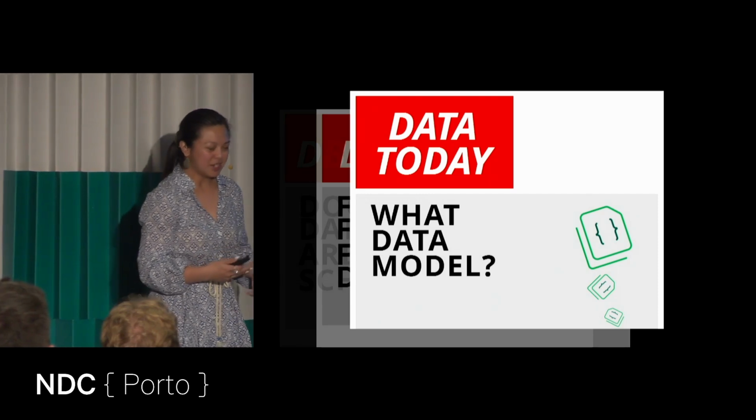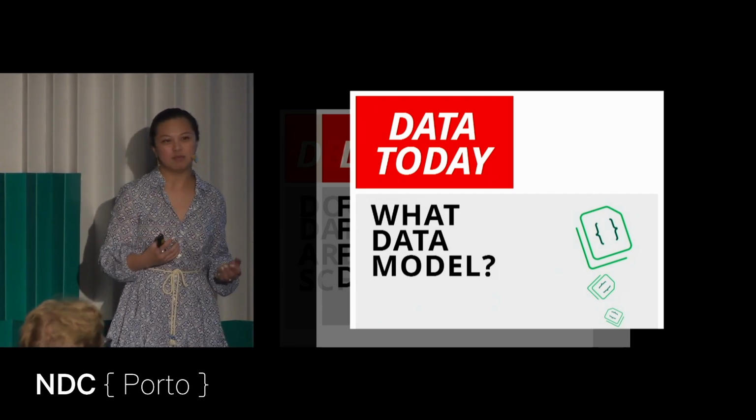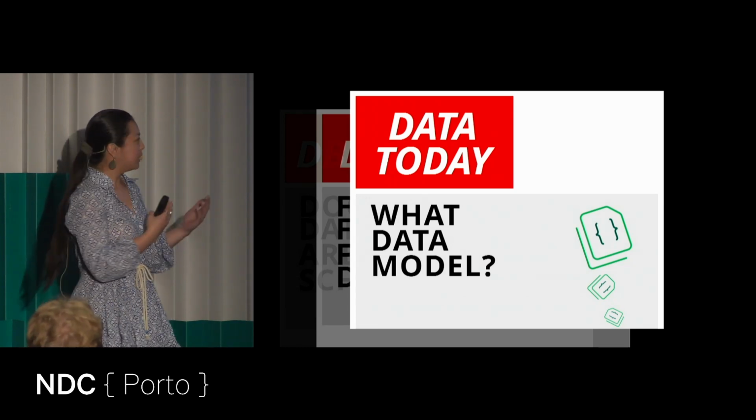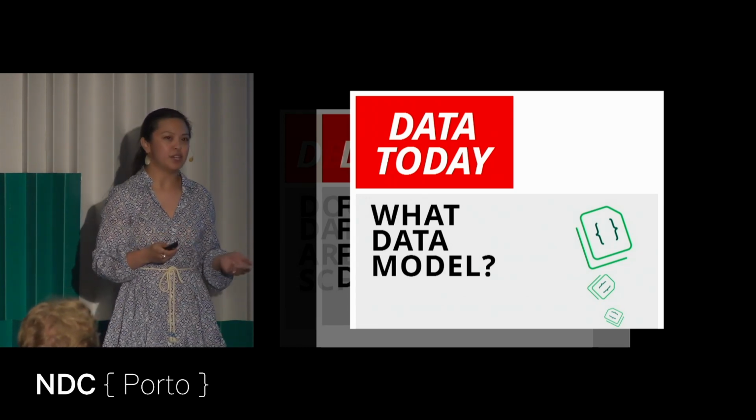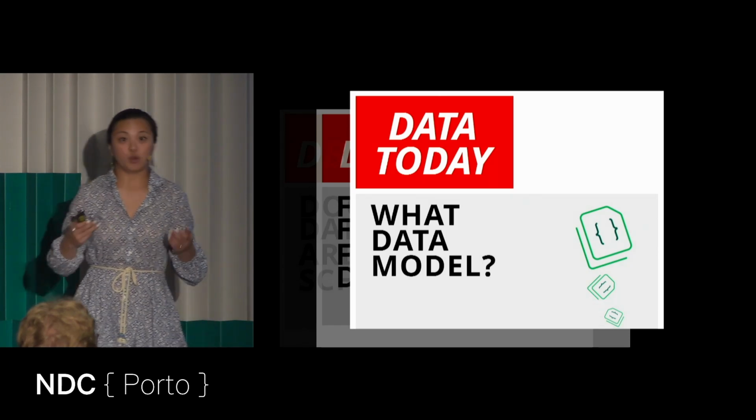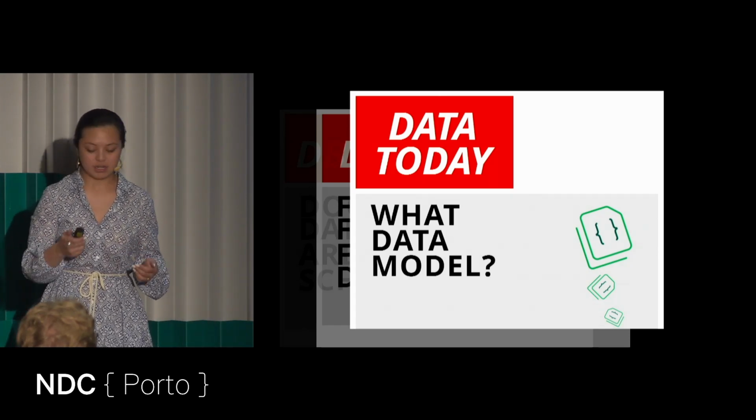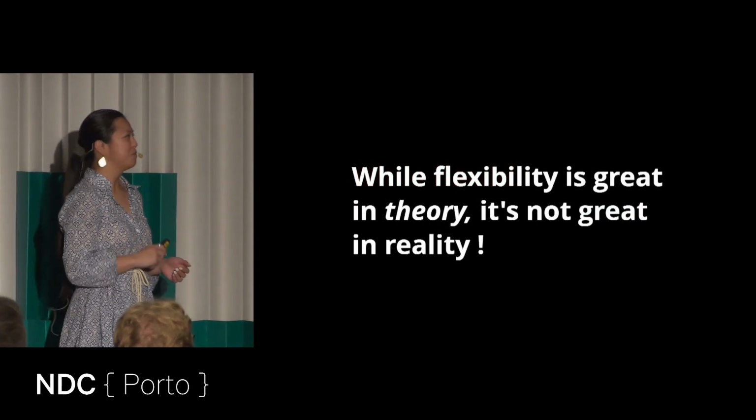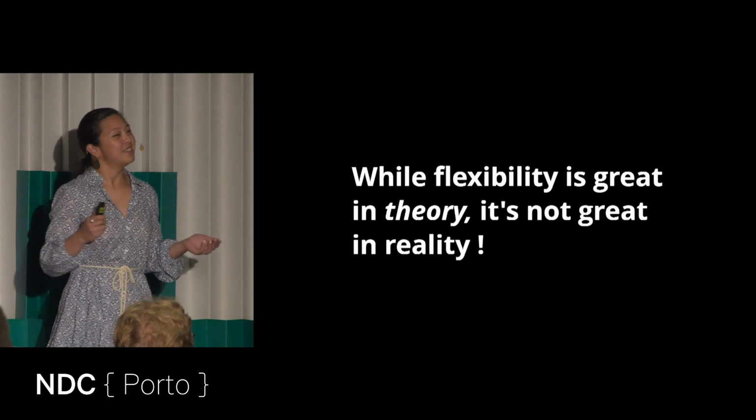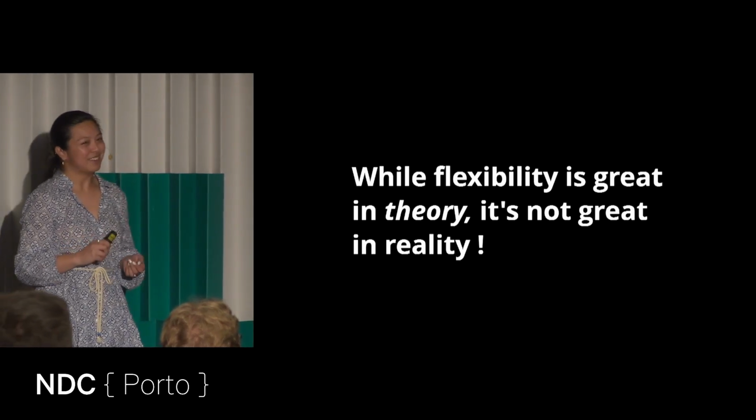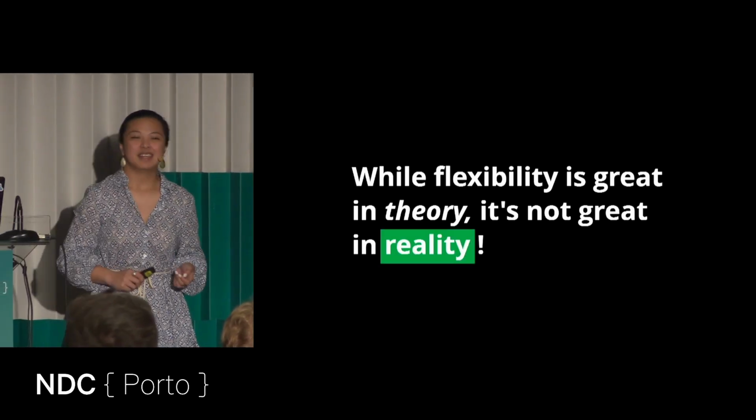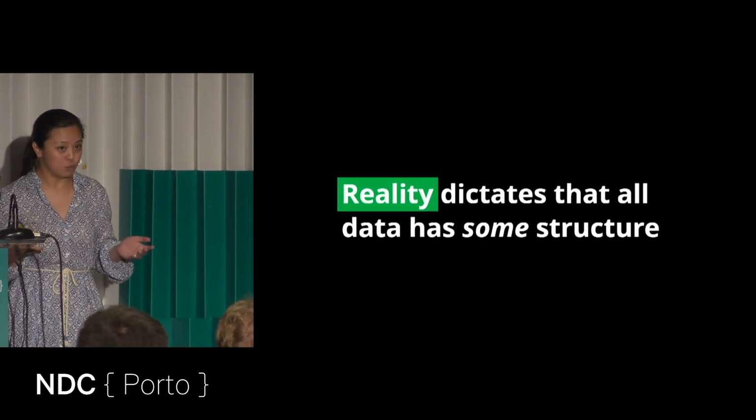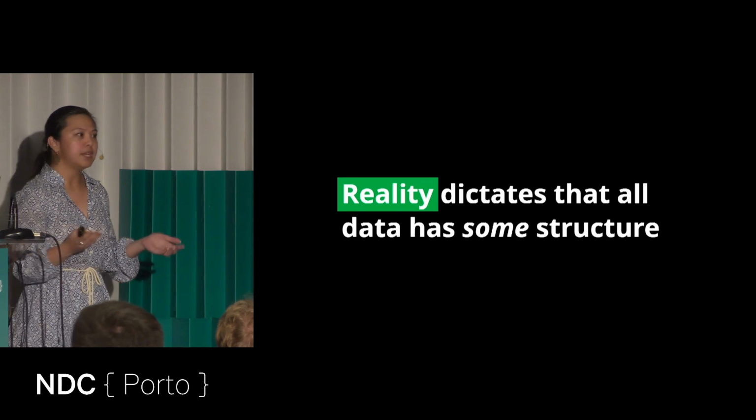Whenever you talk about document databases, because the words schemaless and flexible document are top of mind for you, you don't really think that a data model is necessary. You don't even think that it is required when you are building with document databases. But that is very, very far from the truth. While flexibility is great in theory, it's actually not that great in reality. In fact, reality dictates that all data has some sort of structure. Otherwise, it would be meaningless, right?